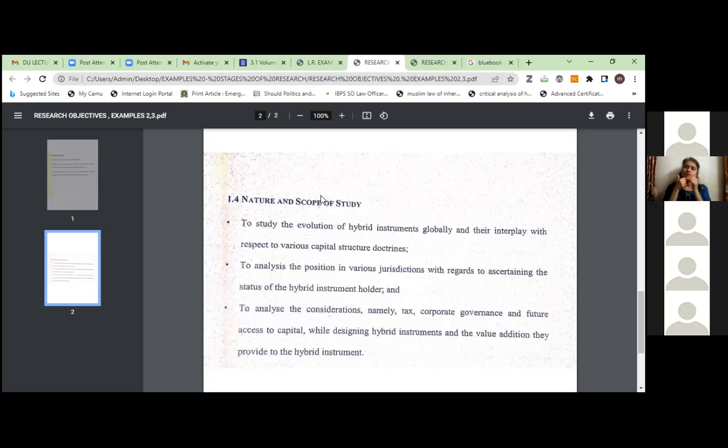So coming back to the objectives, here under the heading nature and scope of the study, the researcher has stated as follows: to study the evolution of hybrid instruments. Here he meant to analyze the position in various jurisdictions, and then to analyze the considerations, namely tax, corporate governance, etc. So this is how research objectives are supposed to begin. Let me go back to the PPT.